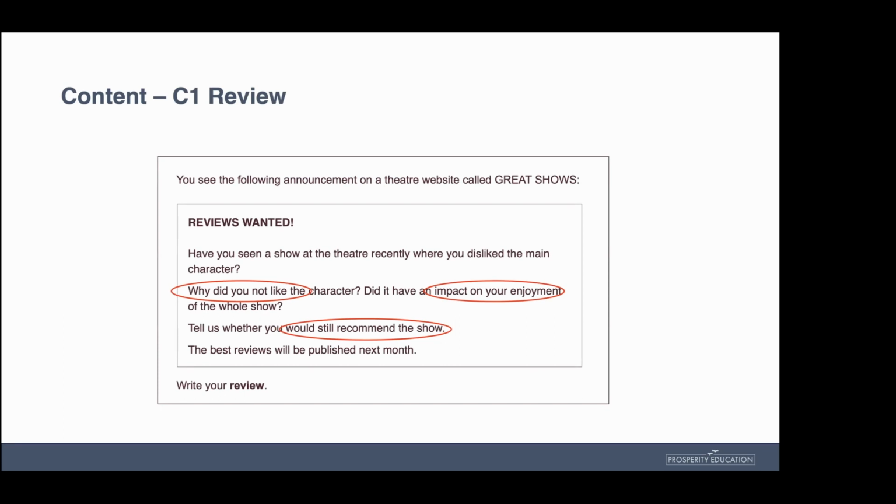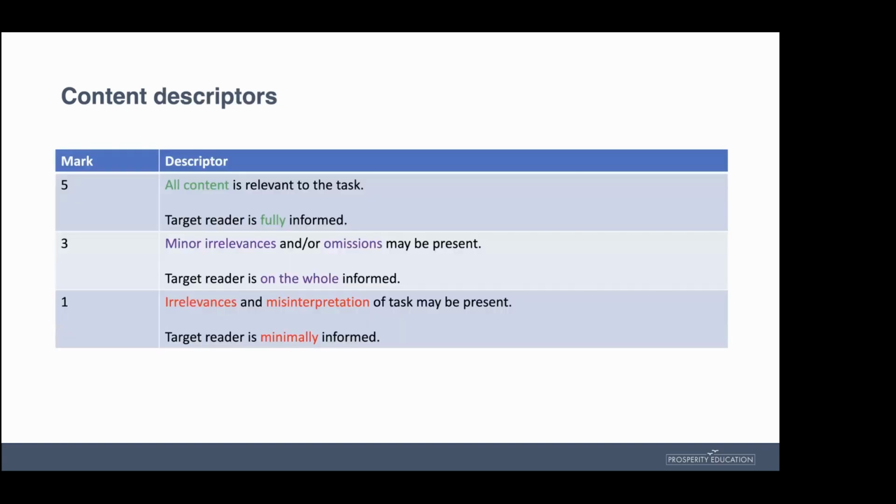So let's have a look at the descriptors for content now. For each of the different assessment areas, there are descriptors which show for a mark band of 5, 3 and 1 what is expected. So we can see here for full marks 5, all content is relevant to the task and the target reader is fully informed.